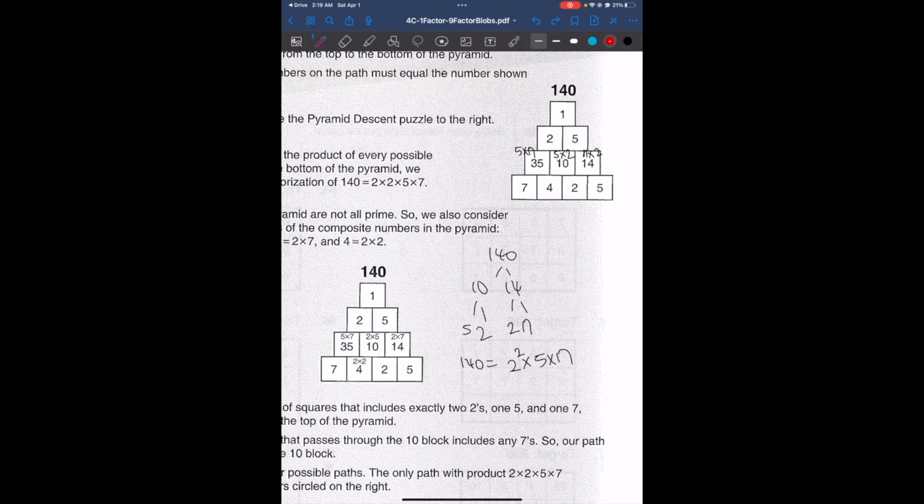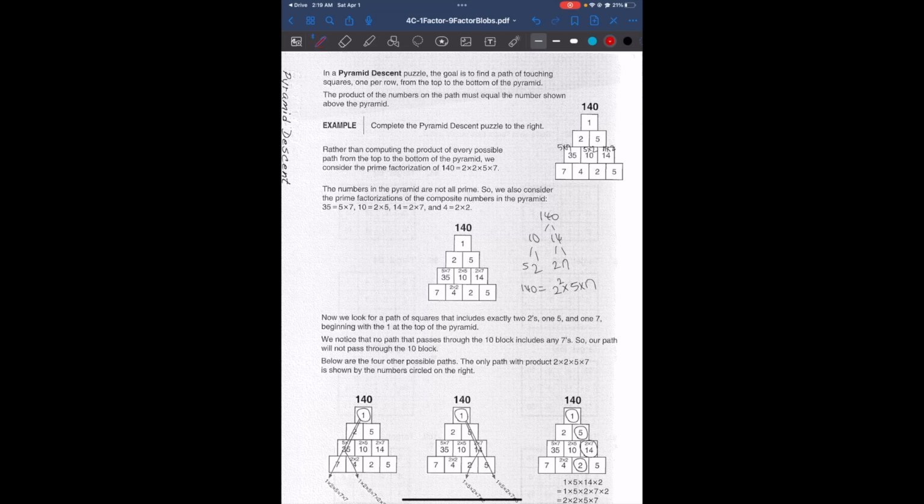And so we need to include 2 2s. So if we took that path, all the squares are currently touching. So we already used up 2 2s, so this requirement is fulfilled. We also used a 5, so that requirement is fulfilled. So we only need to get to 7. But then it's impossible for us to go from here to here because the squares aren't touching. So that is not a path.